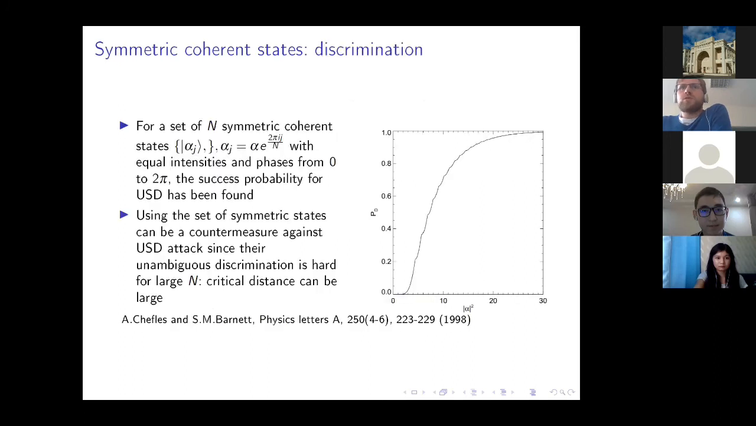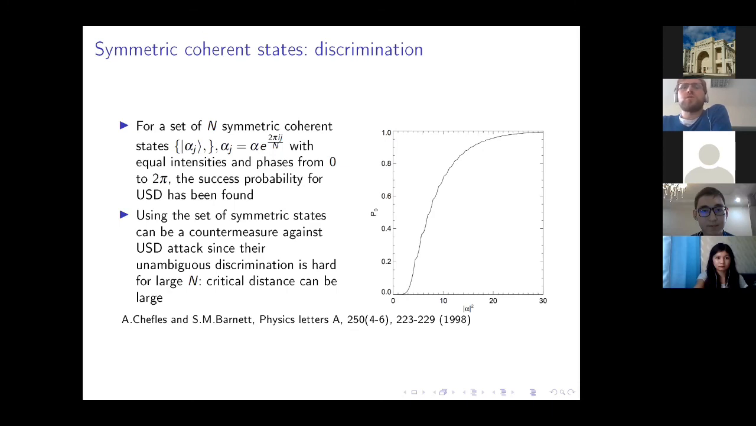The important thing about symmetric coherent states is the bound for their discrimination probability. For a set of n symmetric coherent states, there is a famous result by Sheffield and Barnett. They upper bound the probability for their unambiguous discrimination. That is why Alice and Bob can use a large number of symmetric coherent states so that the probability of unambiguous discrimination by Eve is very low. And that is why they can be used in quantum key distribution.